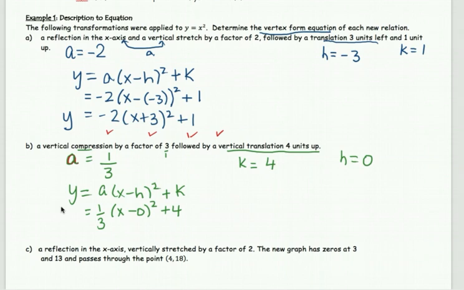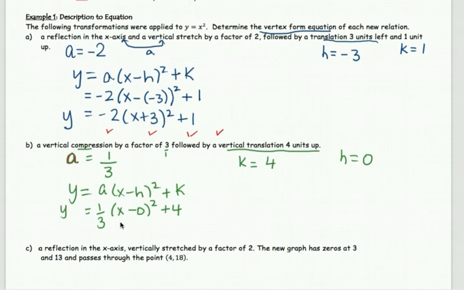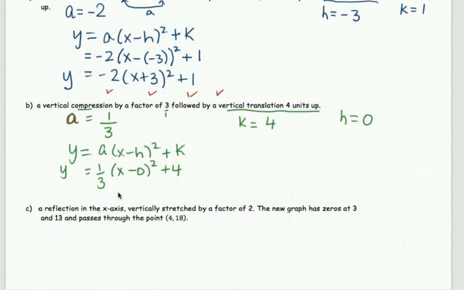And K went up by 4. There it is. Then you always want to clean this up. x minus 0 just becomes x, and since it's not with anything, you don't need the brackets either, so you just write x squared. It'll be 1/3 x squared plus 4. That's your final equation. I would give it 4 marks: a mark for the K, a mark for knowing that H was 0, a mark for the A value, and then seeing the Y equals and the x with the squared. That's your 4th mark.